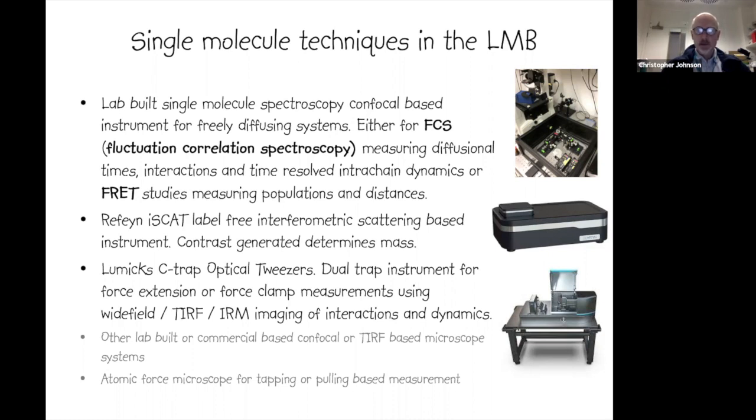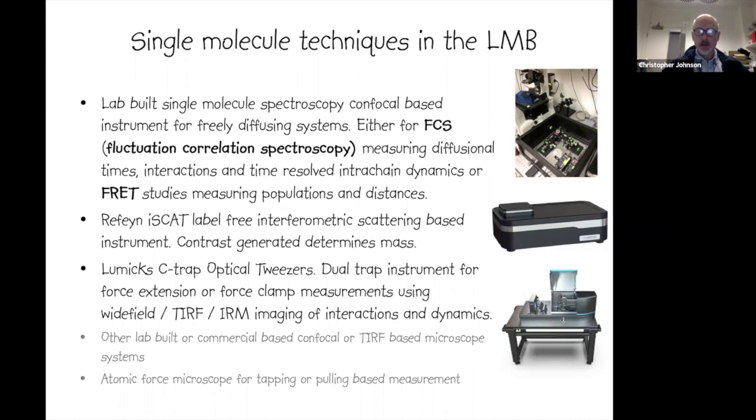The second technique that I'll describe comes from a company known as Refeyn, and it's called iSCAT. And this is a label-free interferometric scattering-based instrument. And in this technique, we observe events that occur on a glass liquid interface, and these events generate scattering, and this contrast in the observed signal generated can be used to determine the mass of the particle landing at that surface.